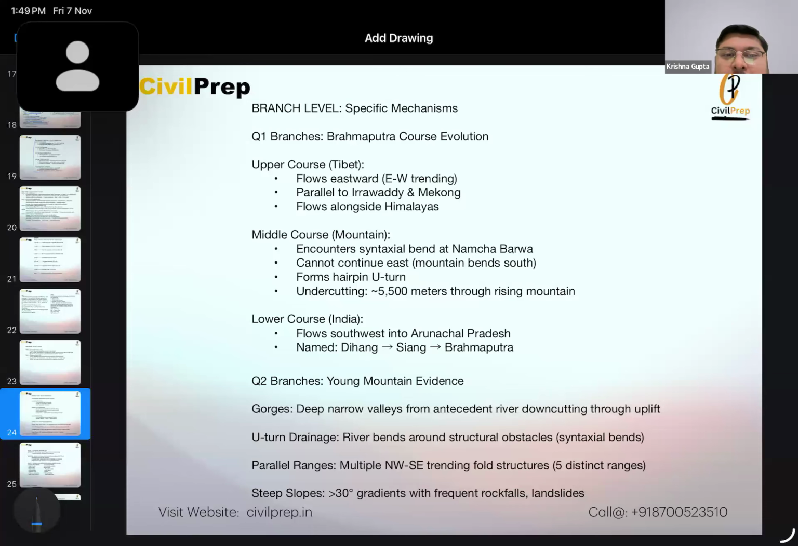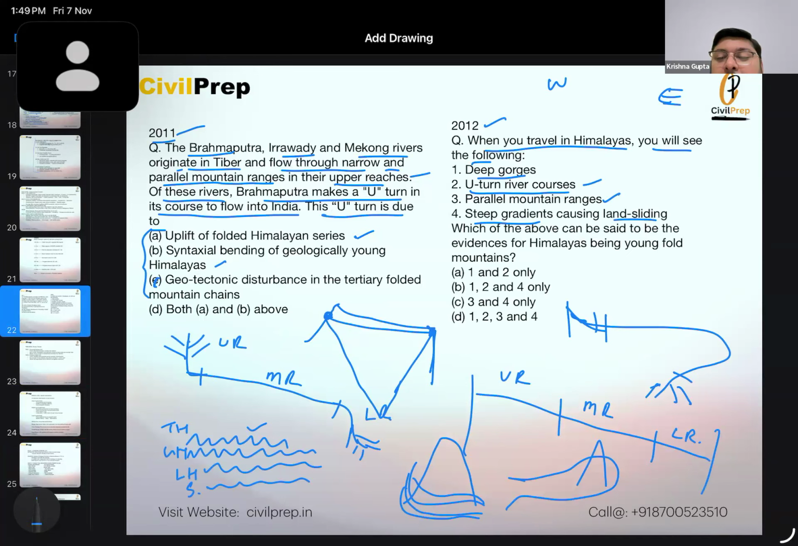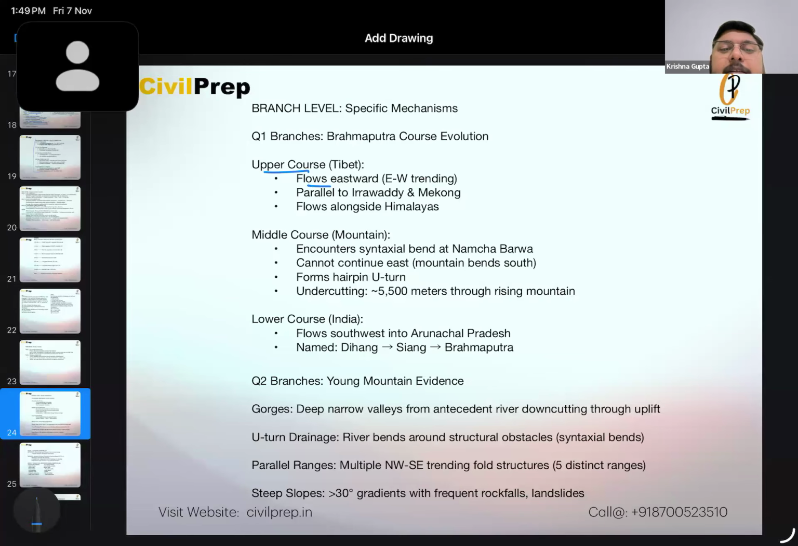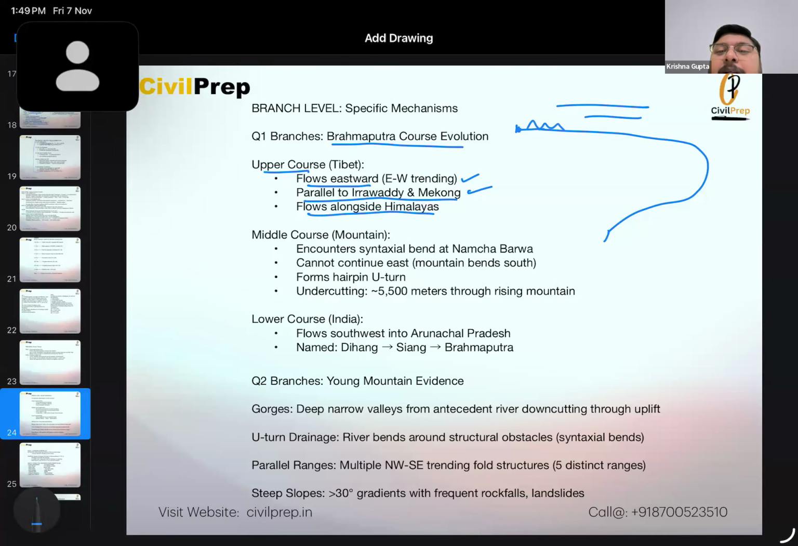Now, diving deeper. In the upper courses, as we have seen in this part here, we have upper courses, middle courses, and lower courses. Under the upper courses, flow is eastward trending; we are talking about the Brahmaputra river system. It is almost like this. It is the Chemayungdung glacier from where it is originating. Then parallel to the Irrawaddy and Mekong, they are moving parallel here. Then it flows alongside the Himalayas. Himalayas are present in the upper part and in the lower part here.